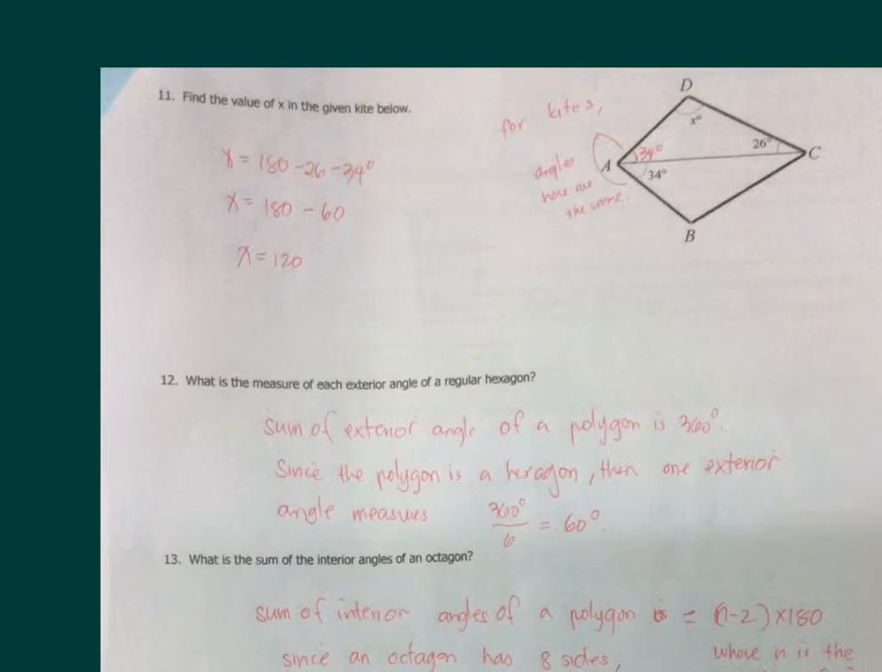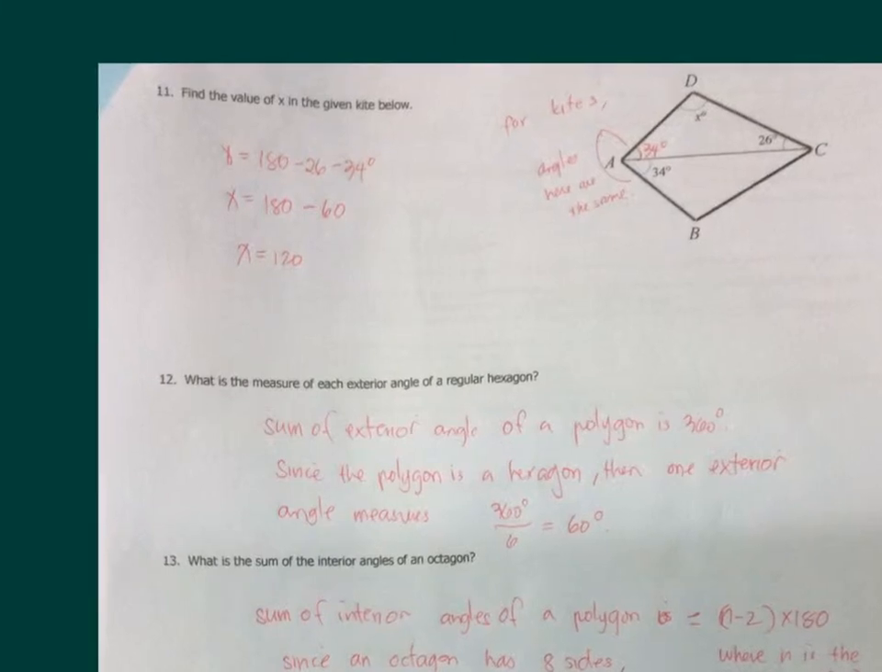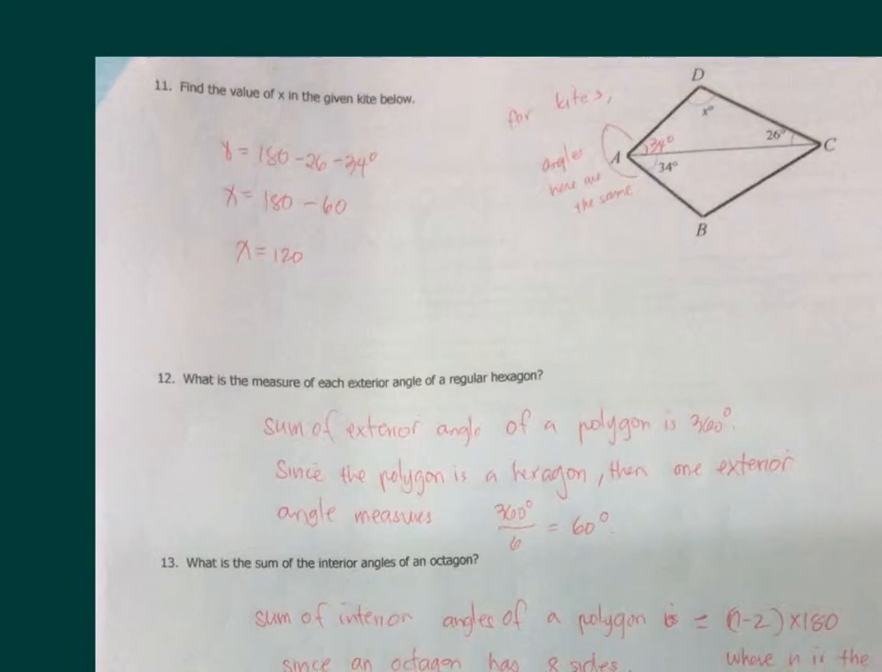Okay, the key here is to know the characteristics of a kite. In most cases, you will be given a kite in this form, and a special characteristic of a kite is that the two adjacent sides of a kite have the same measure. So you have two pairs of adjacent sides that have the same measure. So AD has the same measure as AB, and DC has the same measure as BC.